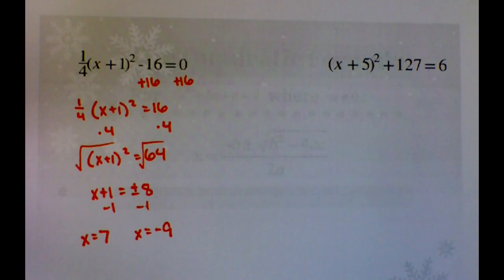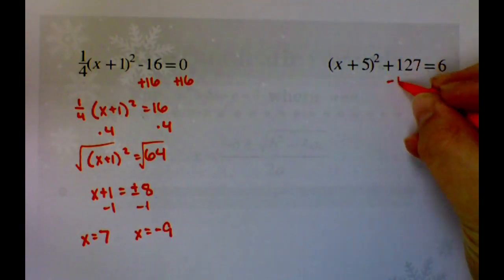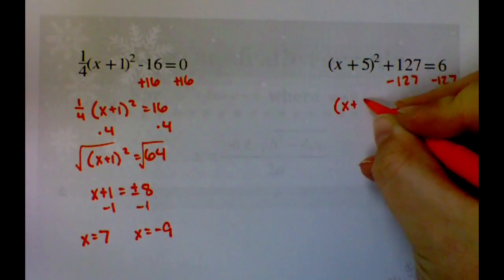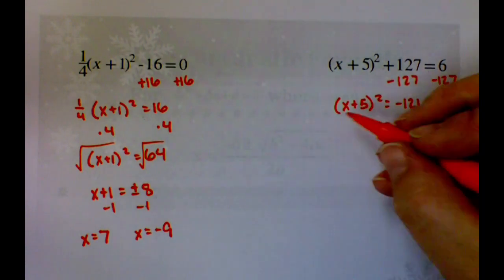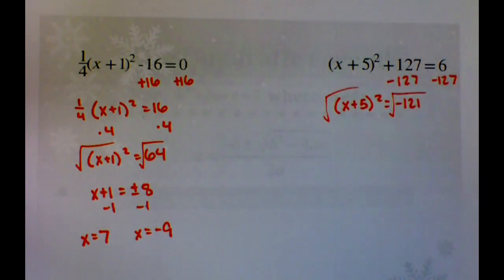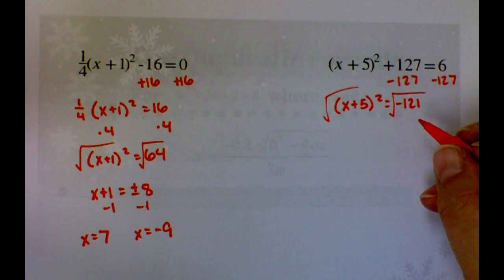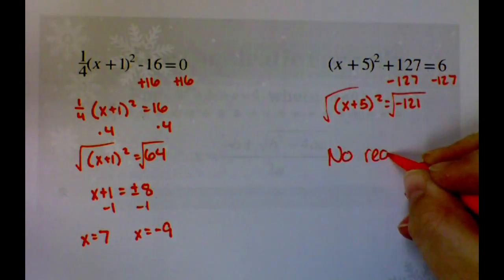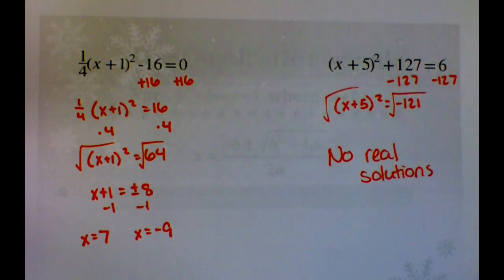And finally, we're going to get the squared thing alone first, so we're going to subtract 127 from both sides. We get x plus 5 squared equals negative 121, and we take the square root of both sides. Now here, I get a square root of a negative, and anytime I square root a negative, I get an imaginary number. So for right now, we're going to go with no real solutions as our final answer until we talk more about imaginary numbers.